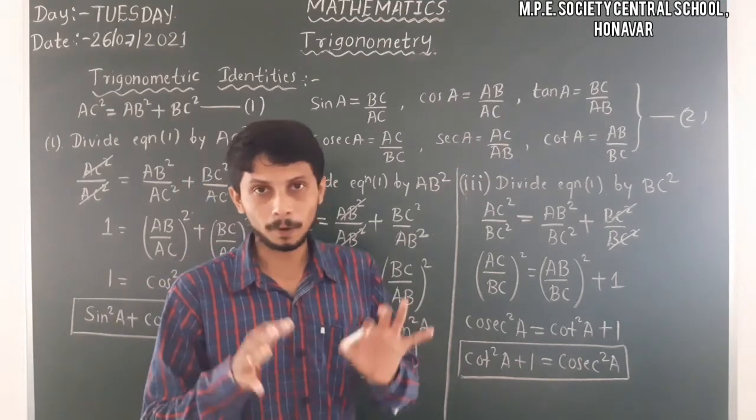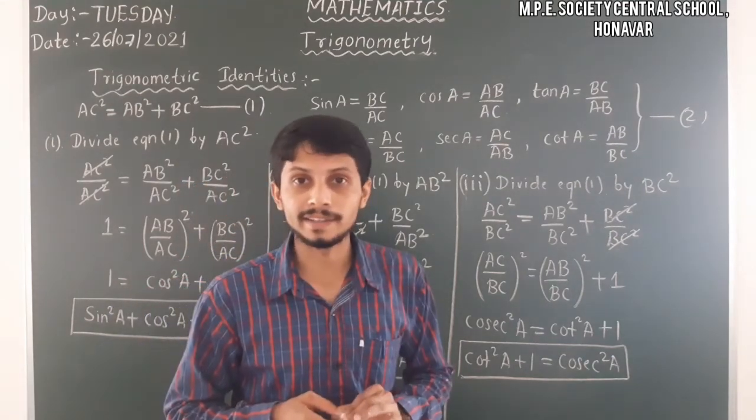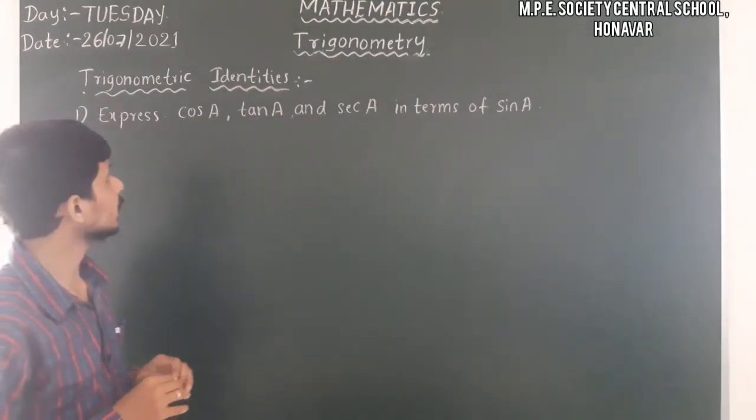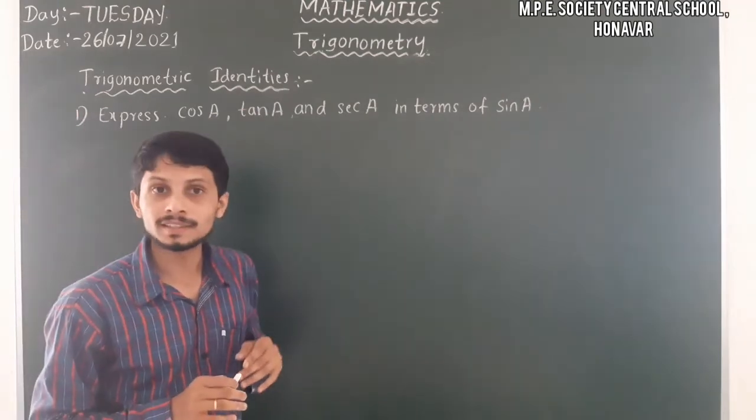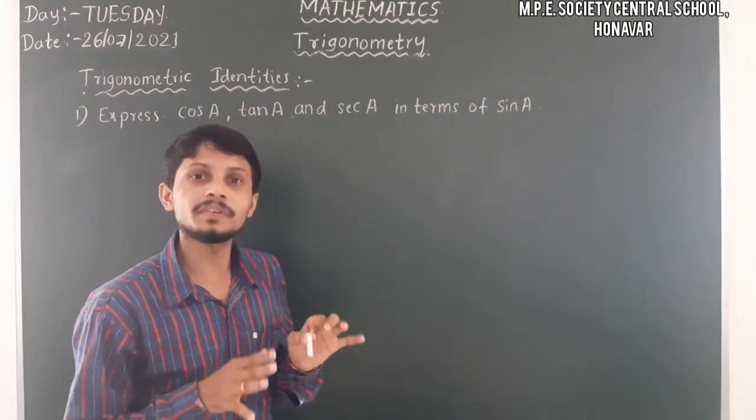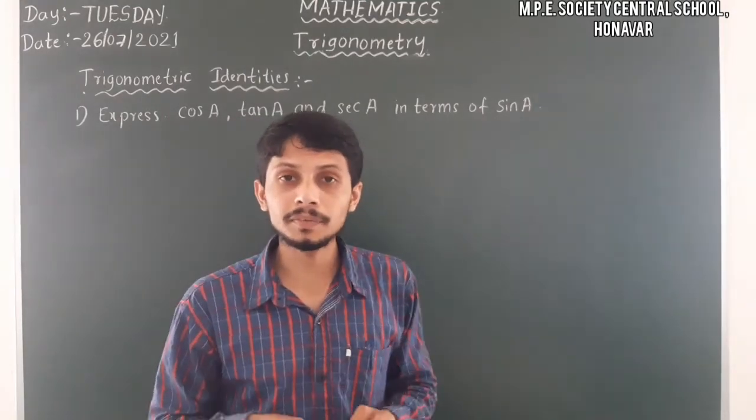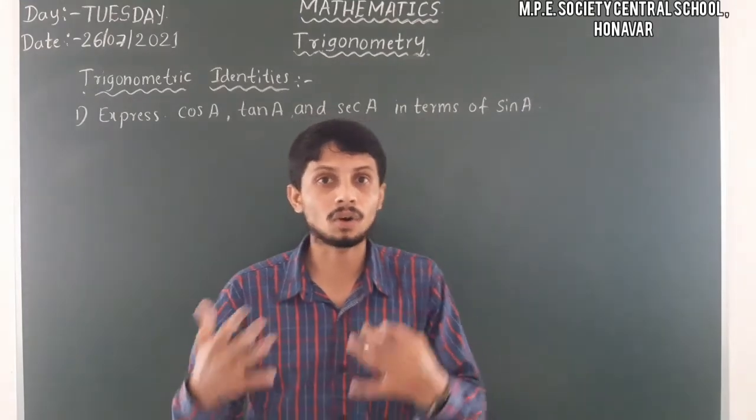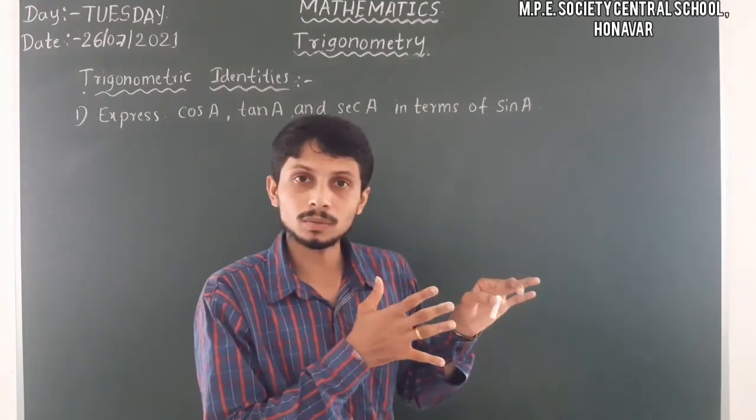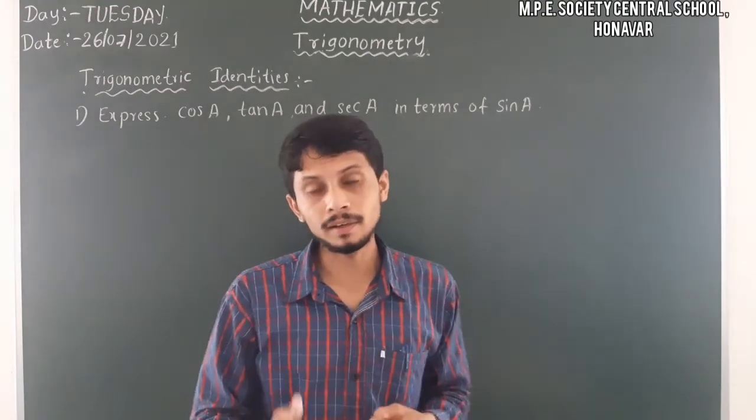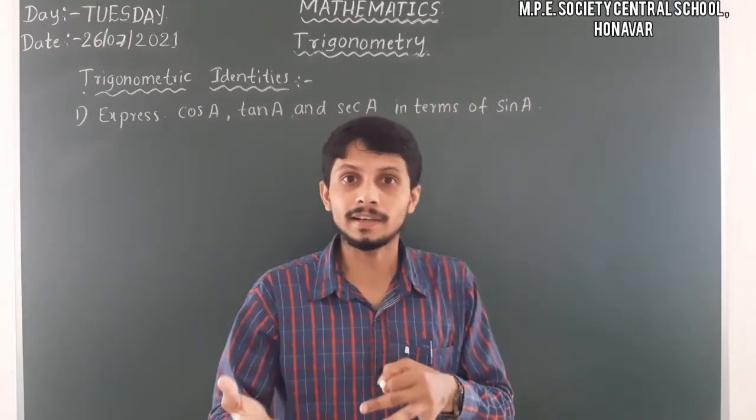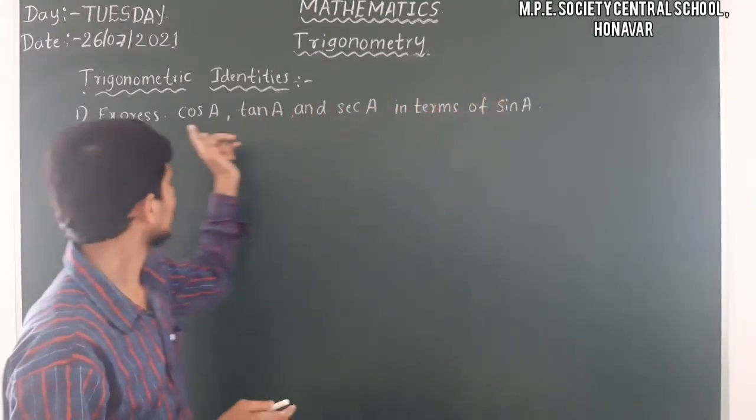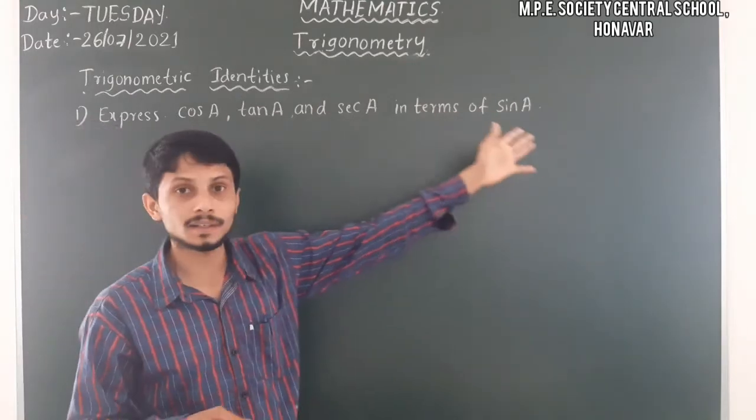So let us take some problems based on trigonometric identities. Let's take the first problem. We have to express cos A, tan A, secant A in terms of sin A. As we already know, there is some relationship between sin A, tan A and cos A, some inversely related and some related by trigonometric identity. Using all those, we have to express these three terms in terms of sin A.